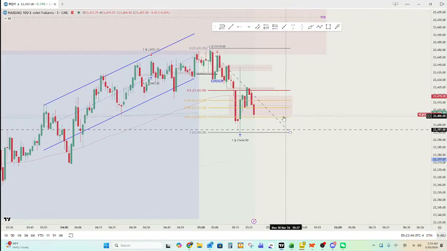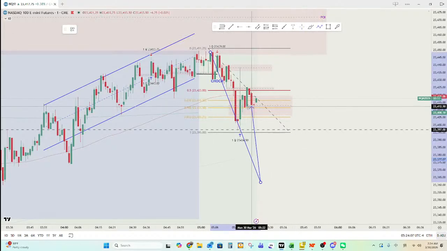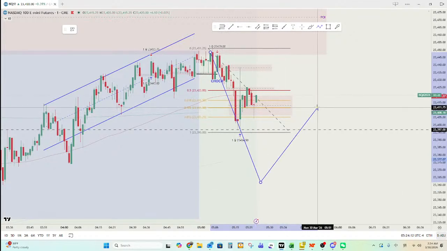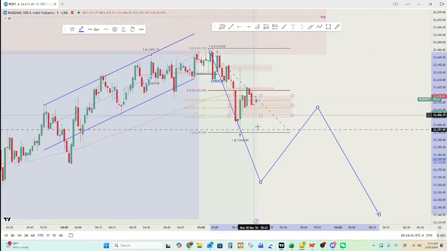If the bar can close below this gap, it has a very high probability that this movement will be just the first leg of the breakout, and then pull back, probably to the middle of this trend, and then we will continue going down, probably that way.